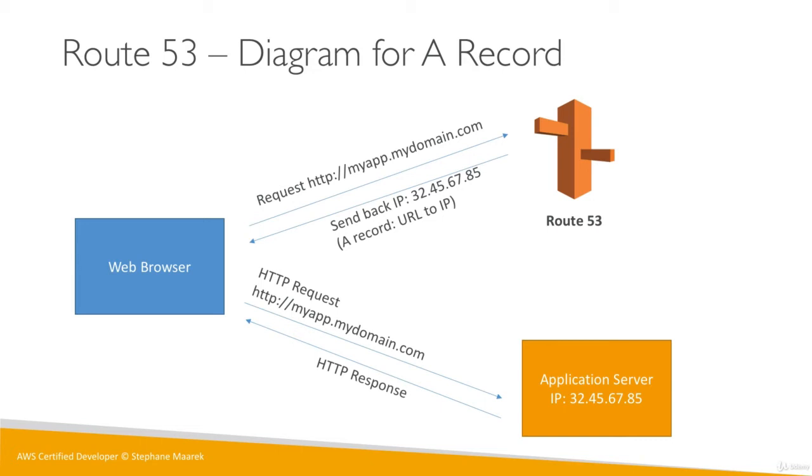So that's how it works for A record, but it works similarly for a quadruple A record, for a CNAME, or for an alias record. And so all these things don't have to be implemented by your web browser or anything. They just work out of the box. Every web browser knows how to work with the DNS. Okay, but this is, at a high level, how Route 53 helps with routing requests from URLs to IPs or other URLs.